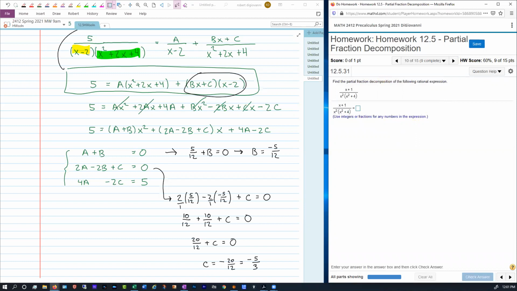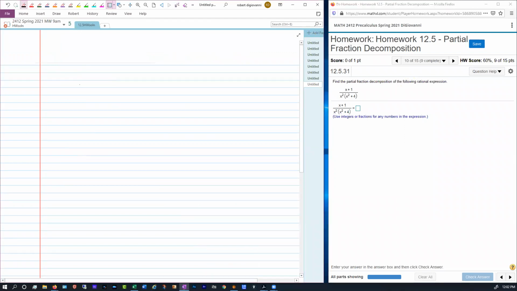Okay, so now, new page here. So we have x plus 1 over x squared times x squared plus 4. That's a linear that's repeated, and then x squared plus 4 is an irreducible quadratic. Don't need long division, don't need to factor. So I'm going to have a over x, b over x squared, so I'm letting the power on that come up. Then a linear expression over my irreducible quadratic.